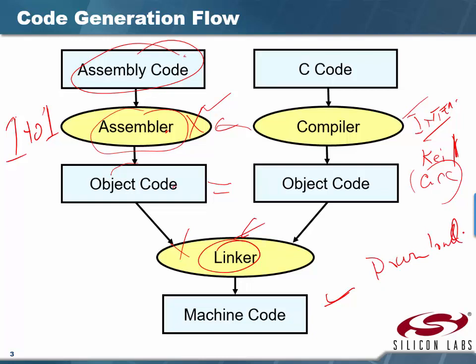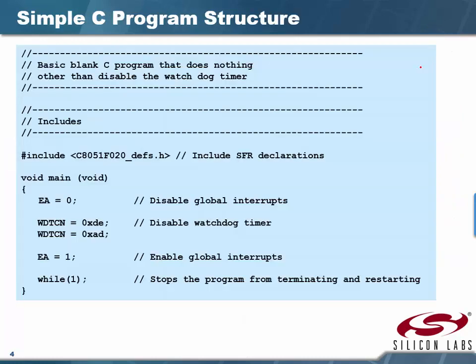When we do the download to the board, that's the machine code that we're downloading. So the code generation flow is a little different from the assembly. We've been doing this already on this side. Now we're going to do it on this side. This is a really simple C code. Now, notice that this doesn't look anything like what you had with Dr. Suraya. EA is enable interrupts.